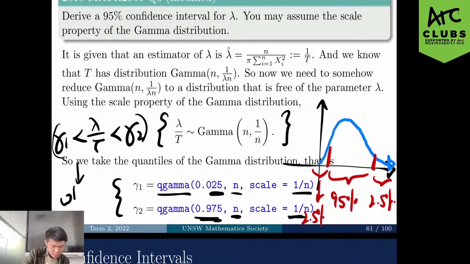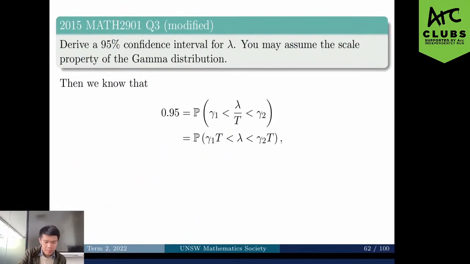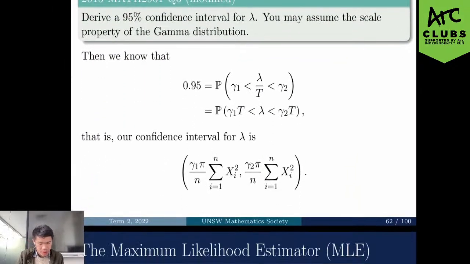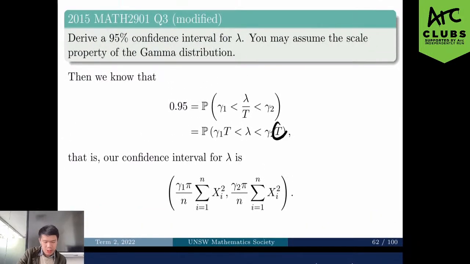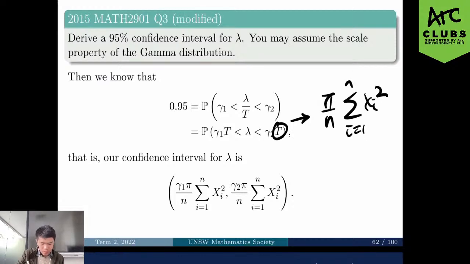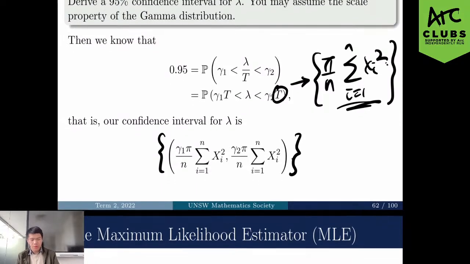with probability 0.95. So moving down, we know that the probability of lambda on t being between these two quantiles is equal to 0.95. Multiply through by t, and then we get our confidence interval over here. Right, so don't forget that t is actually just equal to pi on n times this thing. So then our confidence interval is just this thing over here. Cool. So hopefully those steps make sense.